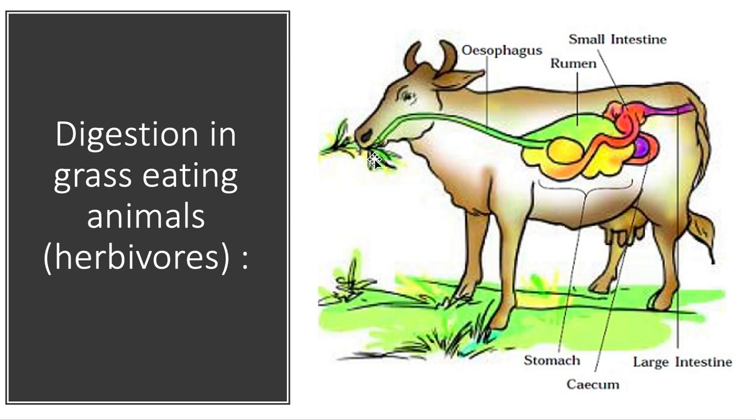Once a cow or a buffalo eats grass, it will go down the esophagus and be stored in this part called the rumen. Rumen is a part of the stomach. This whole thing that you can see here is the stomach, and rumen is a part of it. The cows and buffaloes swallow the food very quickly, and it goes down the esophagus into the stomach and is stored in the rumen.